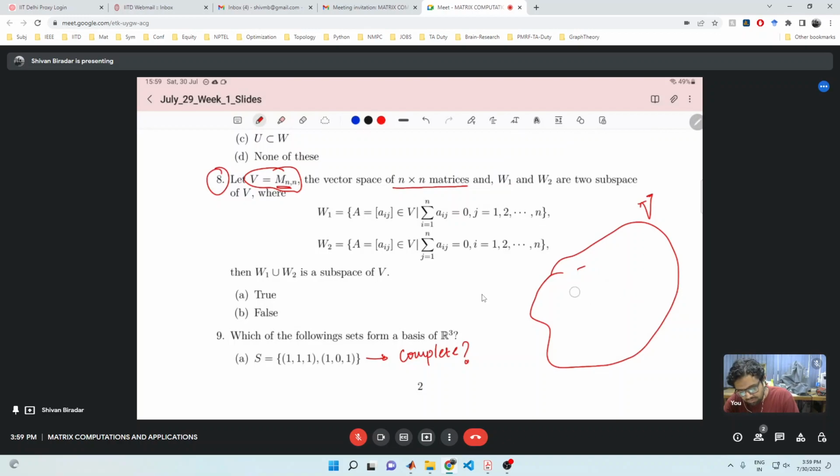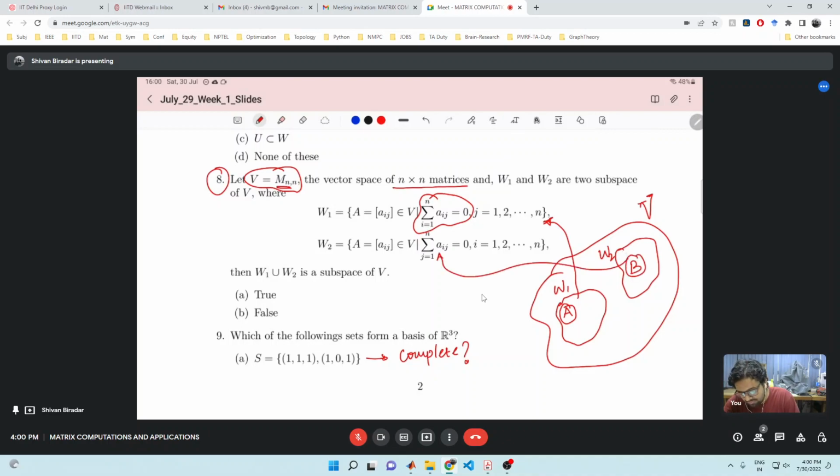And in this space, there are two subspaces. W1 has a property: let us say that we have a matrix A in W1. This matrix A satisfies this property. And let us say that I have an element B in W2. This matrix satisfies this property.